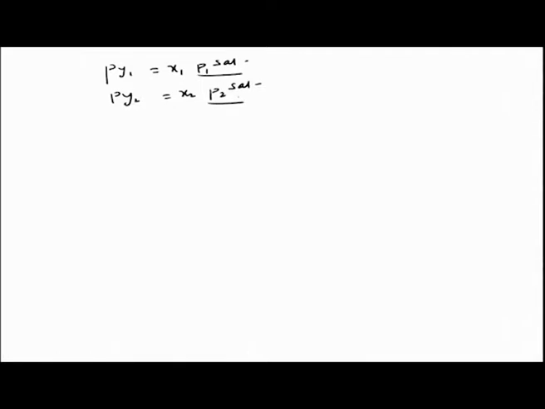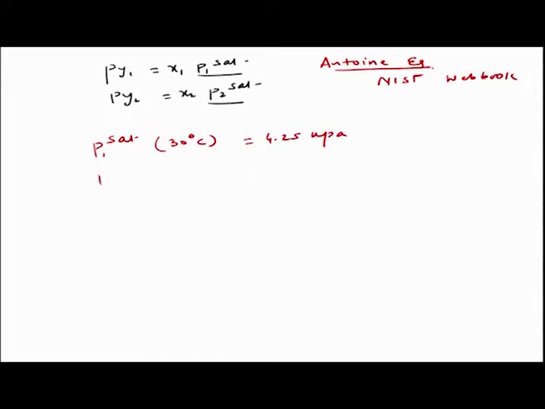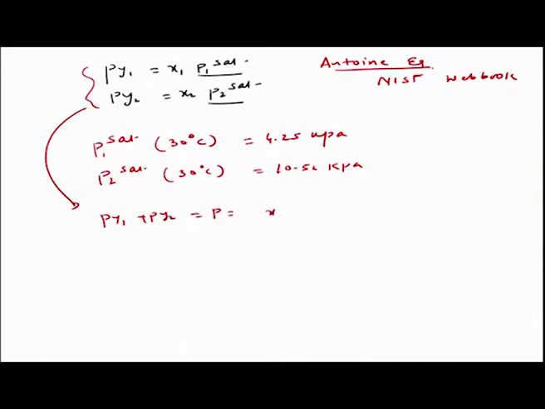So, how are you going to get this one? You are going to make use of the Anton equation. Different textbooks are available, and you can also make use of the NIST WebBook, where all this thermodynamics data is available. Then P1 sat at 30 degrees Celsius is 4.25 kilopascal, and P2 sat at 30 degrees Celsius is 10.56 kilopascal. If you add it up, Py1 plus Py2 is equal to P, which is x1 P1 sat plus x2 P2 sat.